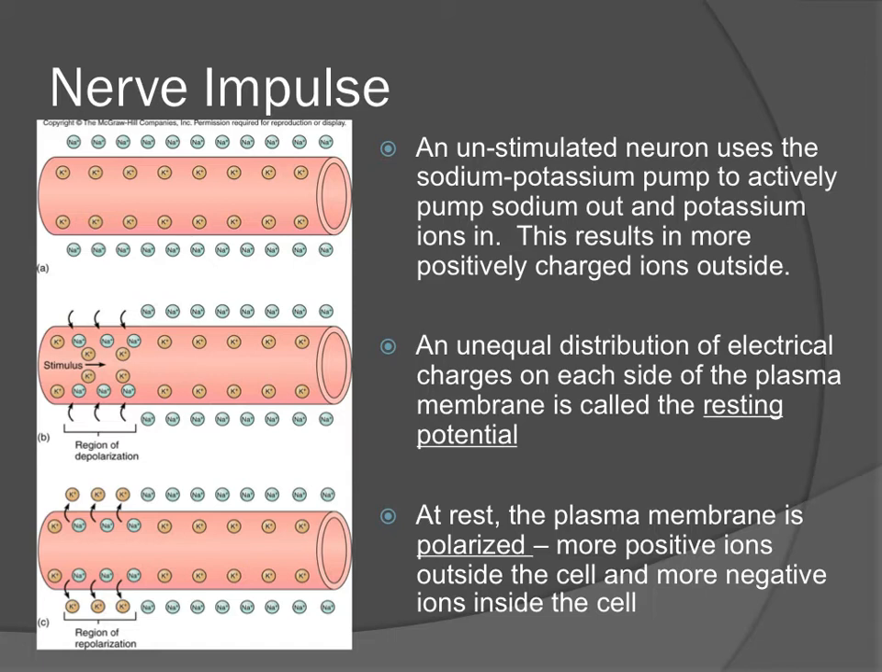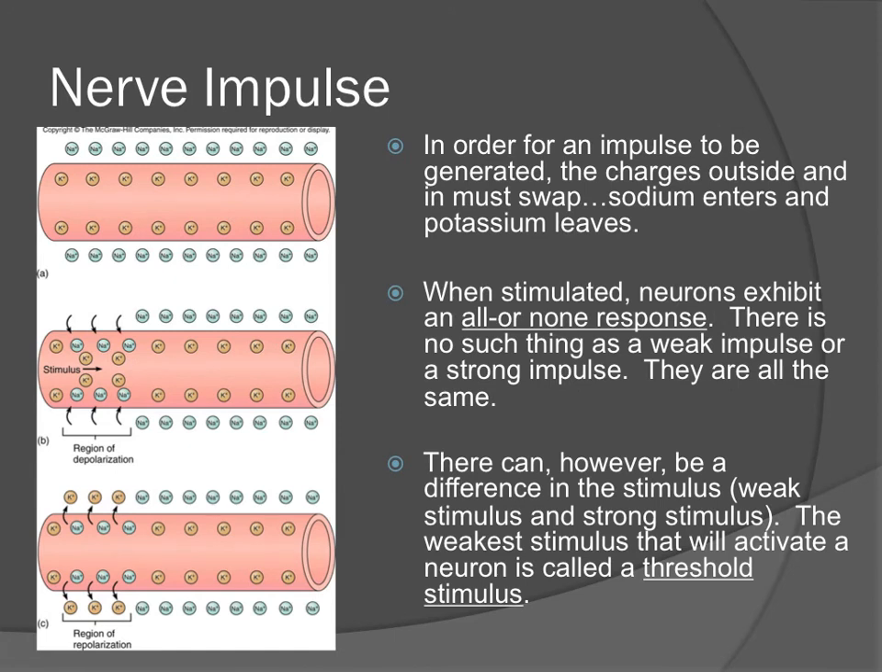Also, you need to understand that the plasma membrane is more permeable to potassium than sodium. So potassium diffuses out of the neuron. Large negatively charged proteins and ions cannot diffuse out of the neuron. This results in a net excess of positive ions outside the neuron and an excess of negative ions inside the neuron. So the polarization of the neuron membrane does not change as long as the neuron is inactive. In order for an impulse to be generated, the charges outside and in must swap. Sodium will then enter and potassium leaves.